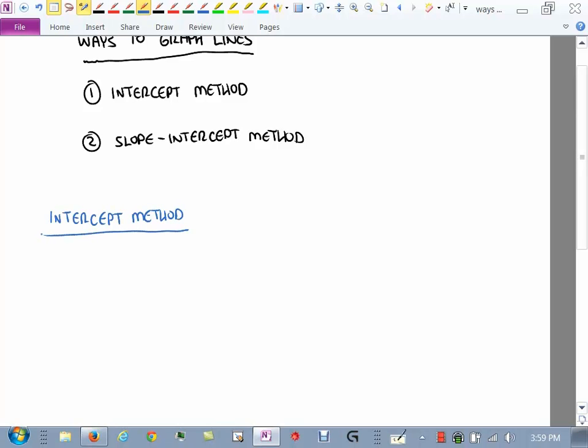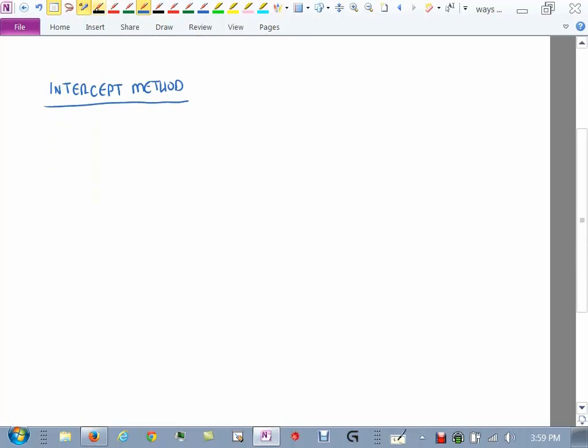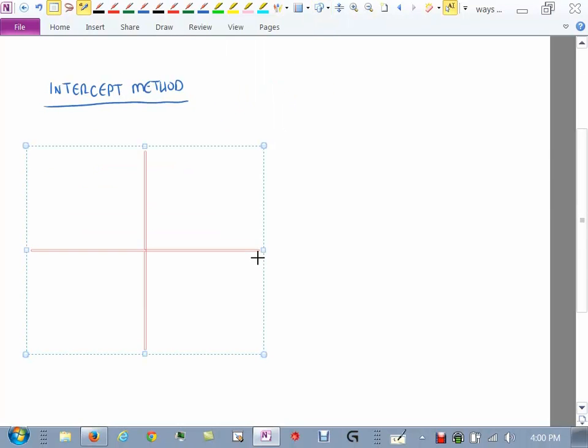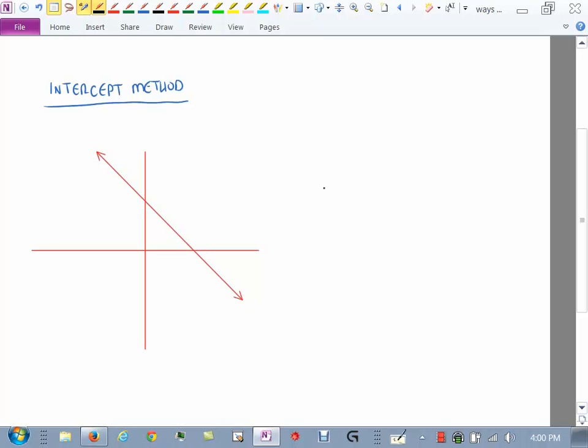The intercept method comes from the idea that if you have a graph and you have a line, most of the time, not all the time, your graph should hit both your x-axis and your y-axis. And those points where it hits are called the intercepts. So if we can just find those 2 points, we could always just draw a straight line through them, couldn't we? And that's the method, the intercept method.